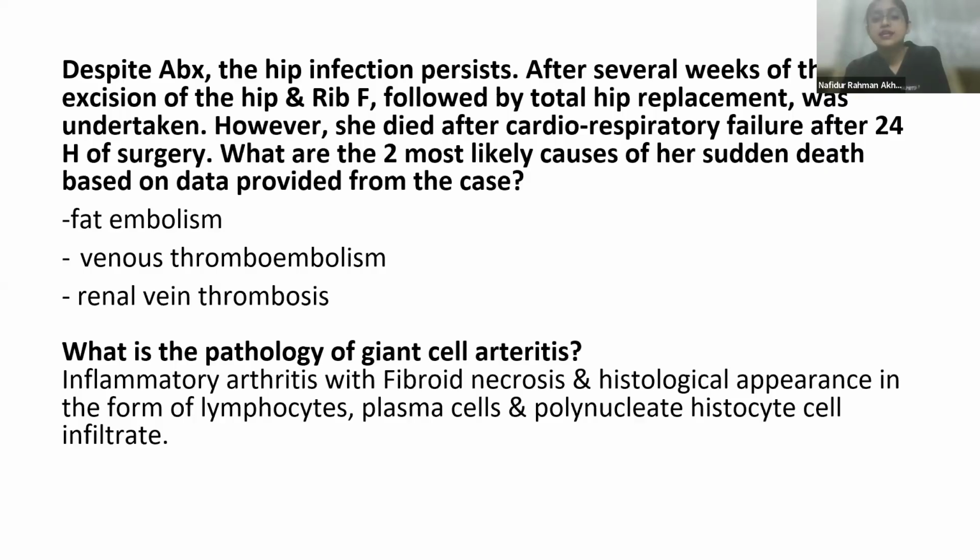Then the next one is, what is the pathology of giant cell arteritis? We have had a class previously where we read about this arteritis. Mainly the pathology is fibrinoid necrosis, and the histopathology will show lymphocytes, plasma cells, and polynucleated histiocyte cells. So three cells: lymphocytes, plasma cells, and polynucleated histiocyte cells.